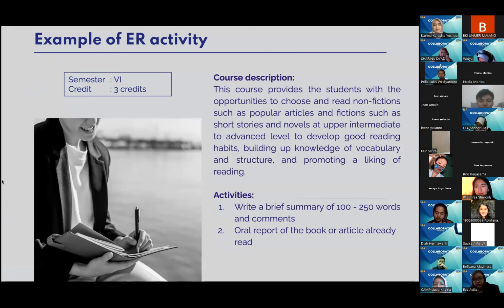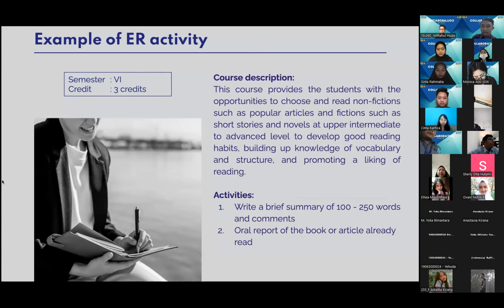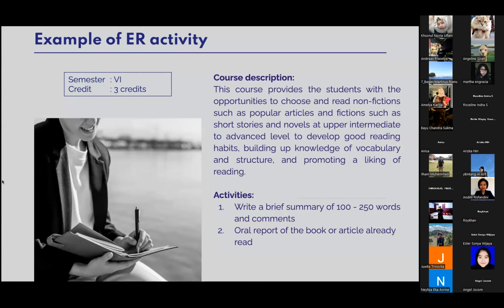They have to write a brief summary of 100 to 250 words, and also write student comments. The second one, they have to give an oral report of the book or the article they've already read. As the setting is an offline class, they have to present in front of the class, but because this is synchronous learning, they have to send their presentation through a video about what they just read.